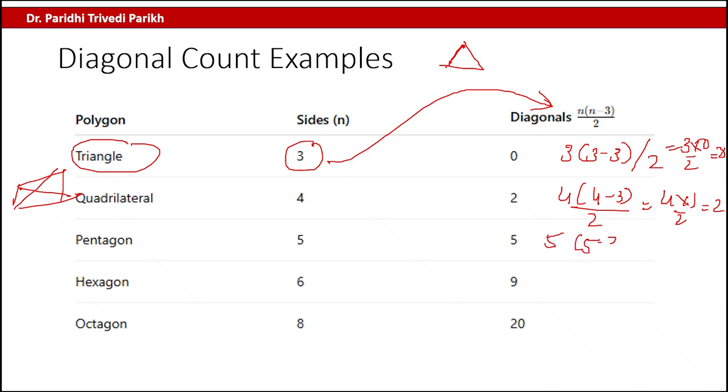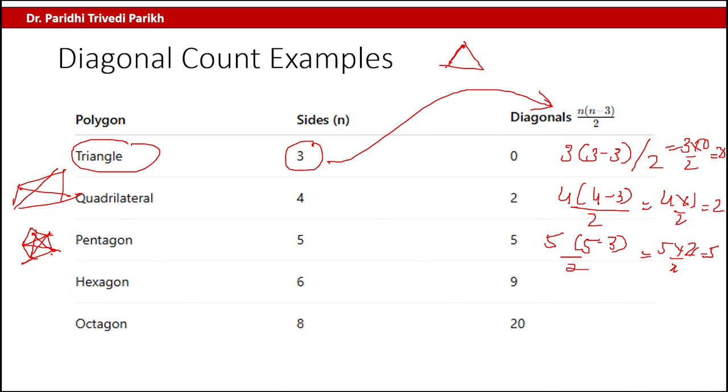Pentagon: 5 into 5 minus 3 by 2, that means 5 into 2 by 2, that means 5 diagonals. So if I have a pentagon, I can have this diagonal, this diagonal, this diagonal, this diagonal. I have 1, 2, 3, 4, and this is 5. So I would be having 5 diagonals. Similarly, we can go for hexagon and octagon.